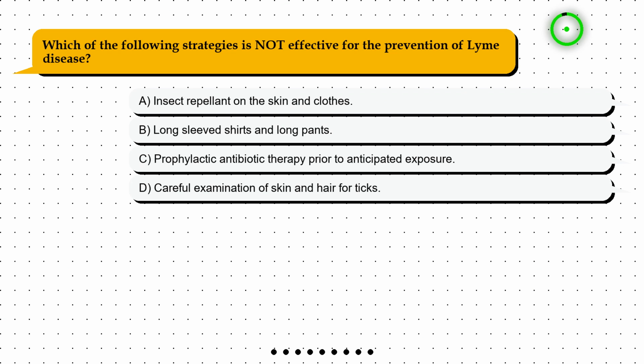Question 2. Which of the following strategies is not effective for the prevention of Lyme disease? Option A. Insect repellent on the skin and clothes. Option B. Long-sleeved shirts and long pants. Option C. Prophylactic antibiotic therapy prior to anticipated exposure. Option D. Careful examination of skin and hair for ticks.